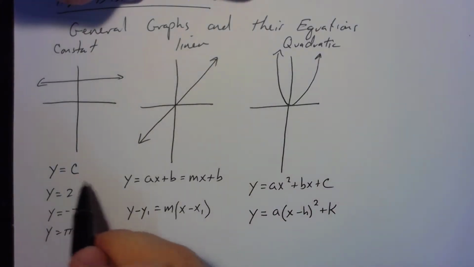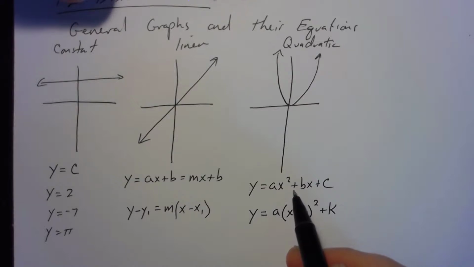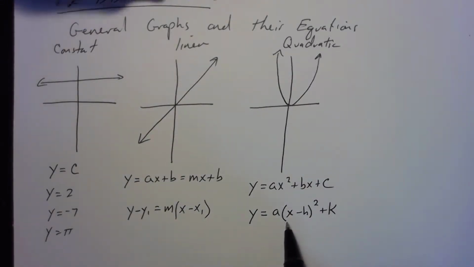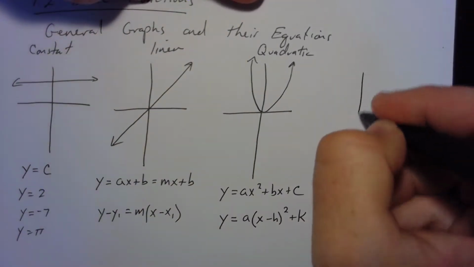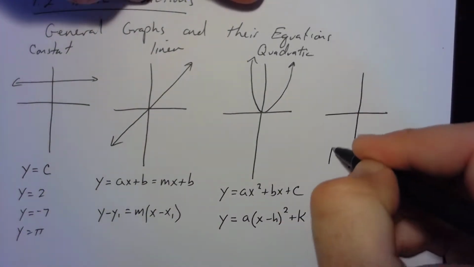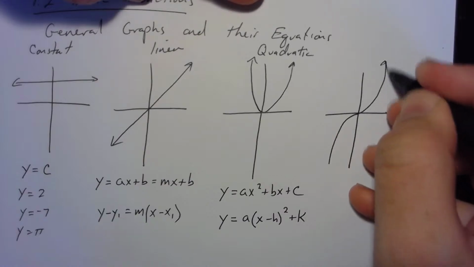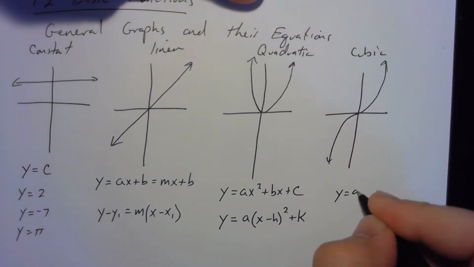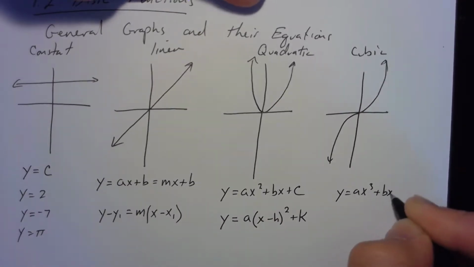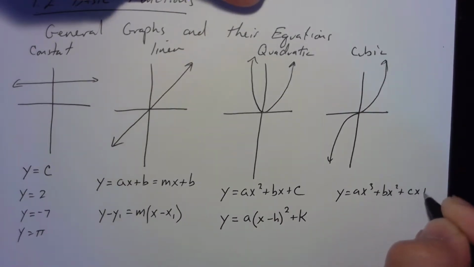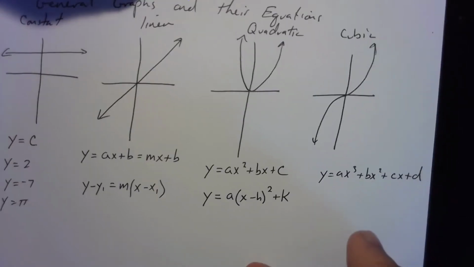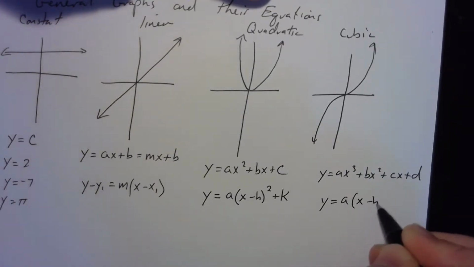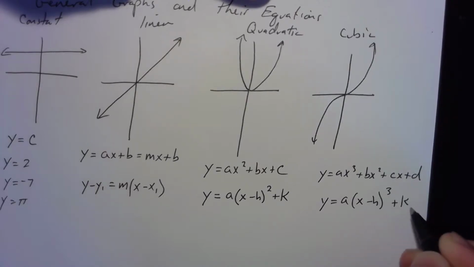So this first equation up here is going to be called general form. This equation down here is usually called standard form. The next equation we're going to talk about is the cubic. Now the cubic looks something like this in its general form. This is again a cubic. That's y equals ax cubed plus bx squared plus cx plus d. In its standard form, it would be a times (x minus h) cubed plus k.